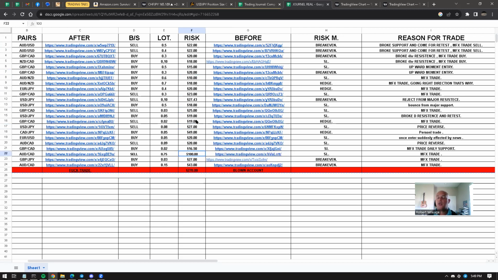And so it's like you're risking way too much to make an unemotional decision in trading. So you've got to be careful with that. So start with something small.